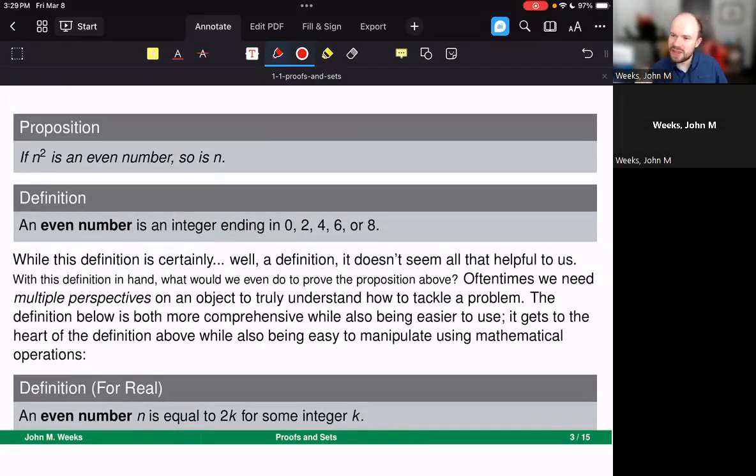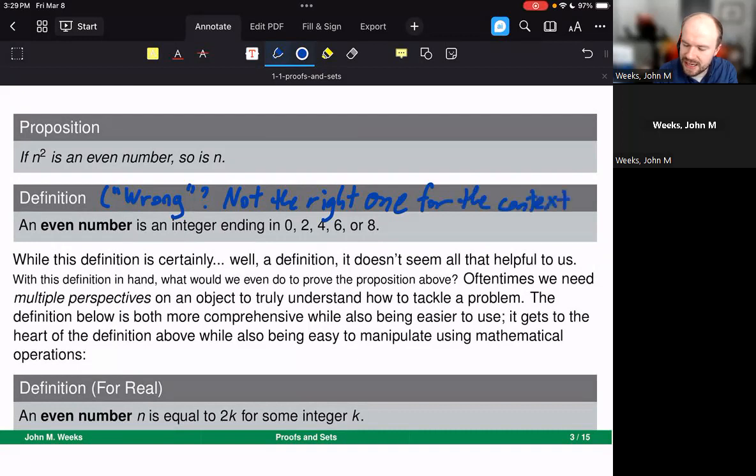What we start using are things like definitions, but it's not just definitions that we're looking for. We're looking for the right definitions. Maybe we could say this definition right here, although it works, is maybe not a good definition. It's perhaps wrong. And what I mean by wrong is that it's maybe not the right one for the context. And here is that definition. An even number is an integer ending in 0, 2, 4, 6, or 8.